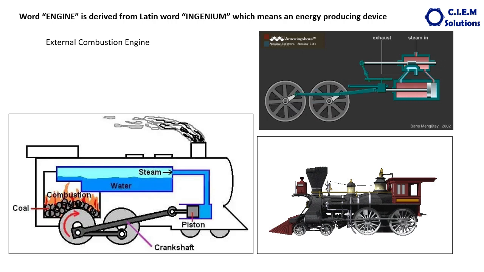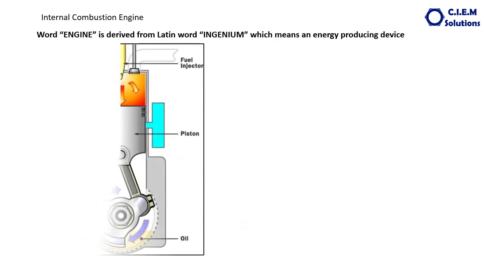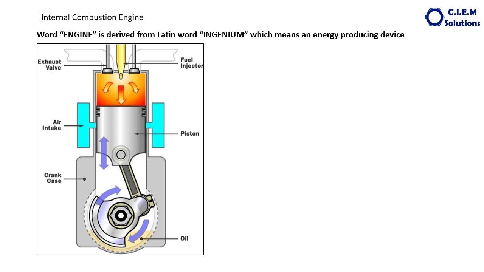Then let us go to our internal combustion engines. What is an internal combustion engine? As mentioned in the name, it is an engine where the combustion takes place inside the cylinder. Air or an air-fuel mixture is drawn inside the cylinder, and this is compressed to raise the temperature. At that time, a spark is generated in the case of an air-fuel mixture.